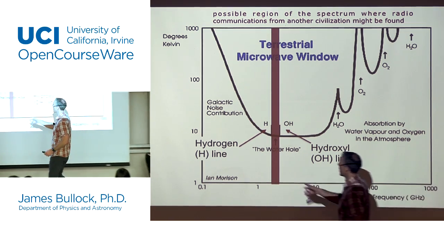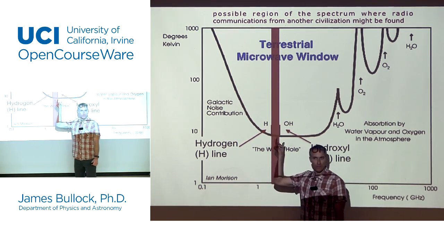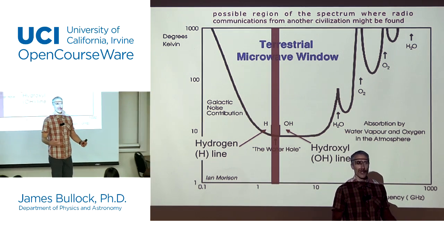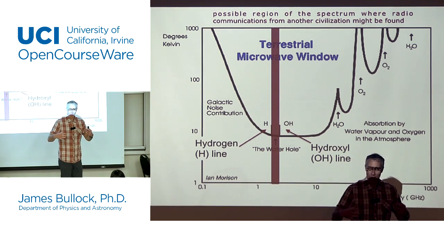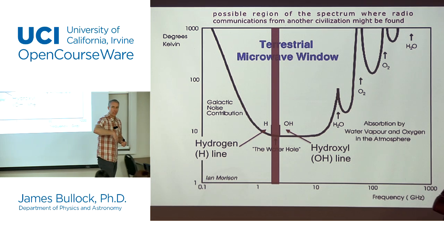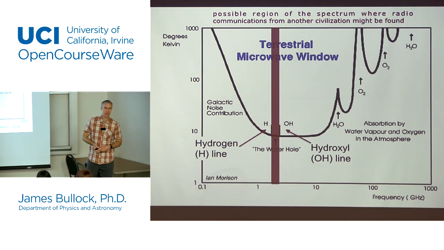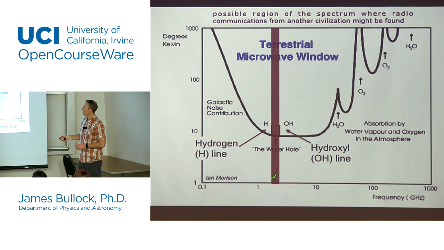So there's this quiet region, what's called the water hole. And the idea is, of course, that these civilizations are gathering around the watering hole to send their signals across. Okay. Do people understand why it's called the water hole? H2O. Okay. So, questions about this?